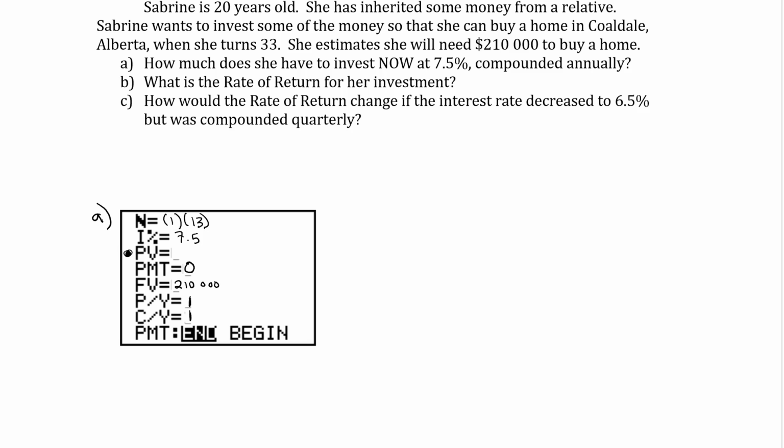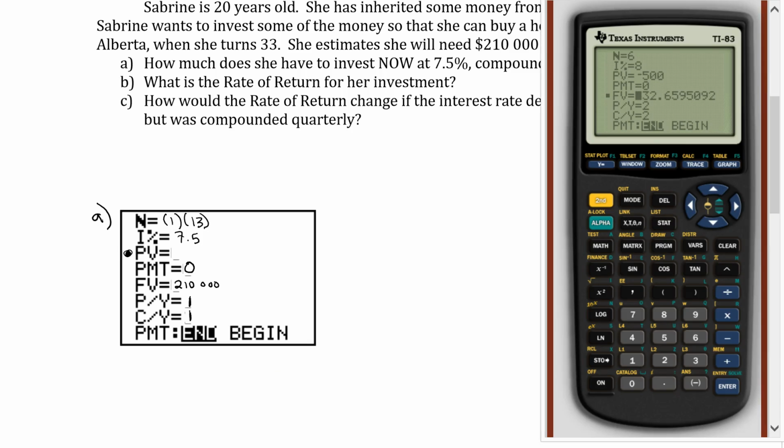So let's call up our TVM Solver. Let's put in the necessary information. So 1 times 13. I'm kind of putting that in just to show you that this is what happens. Enter. Our interest rate is 7.5. Our PV, we don't know what it is, so we're just going to keep it at negative 500. We're going to come back and solve for it. We're going to keep our PMT at 0, and our future value is $210,000.